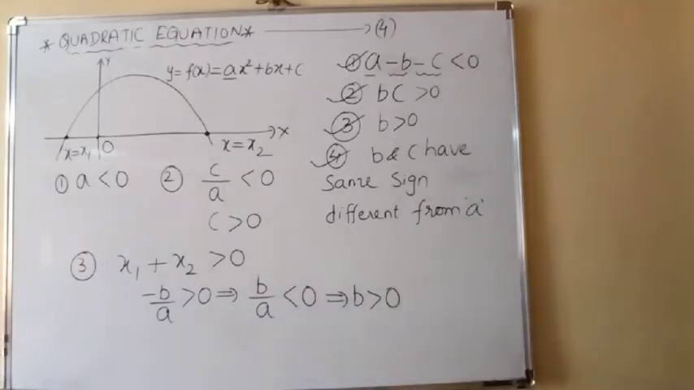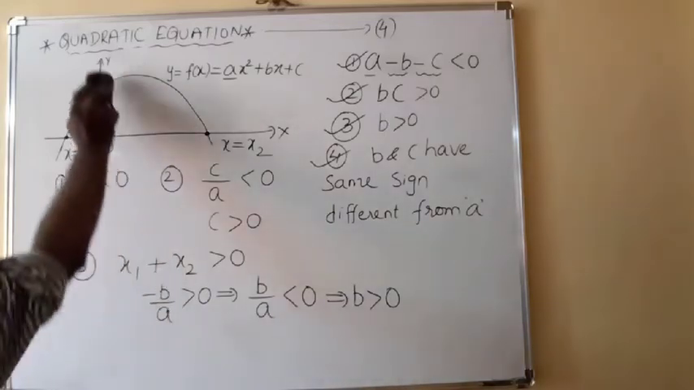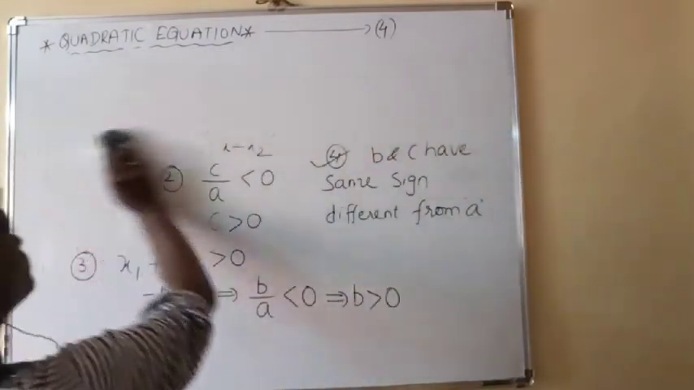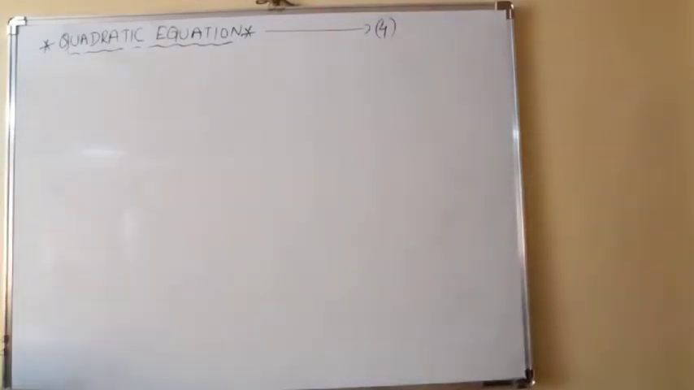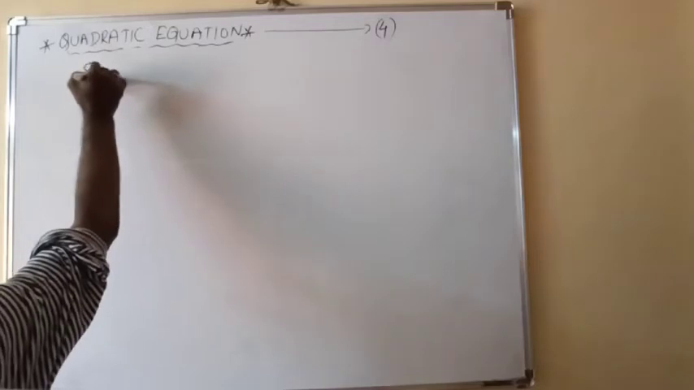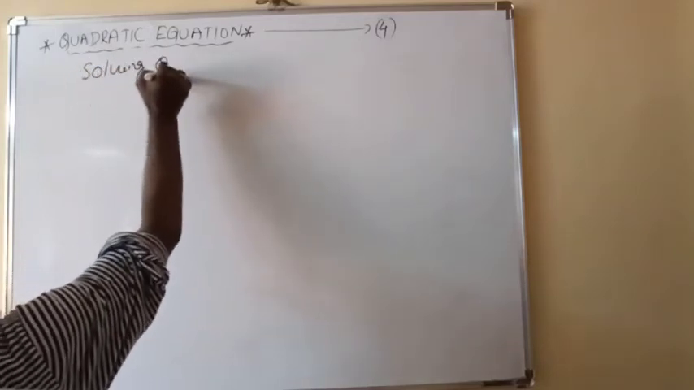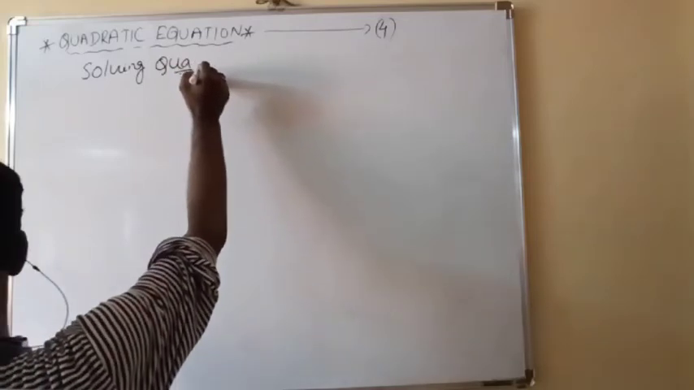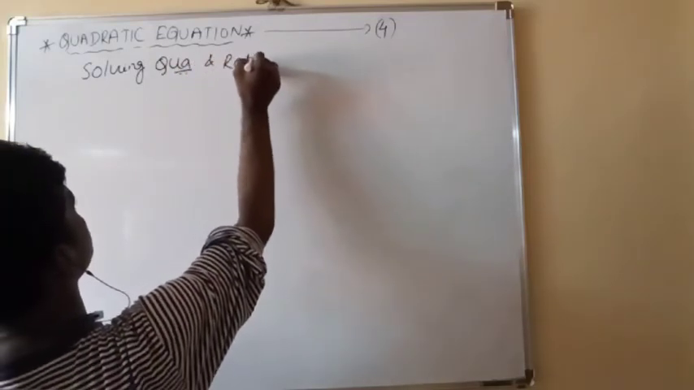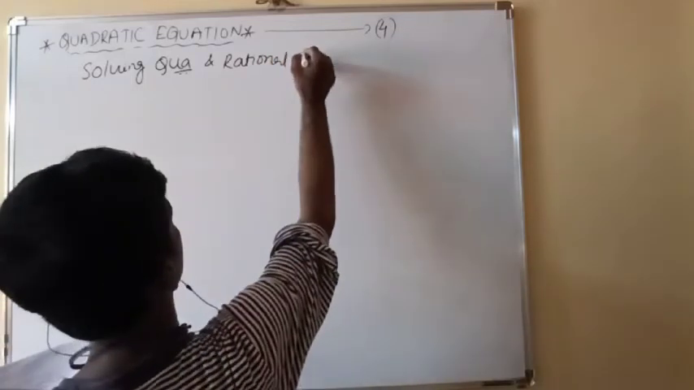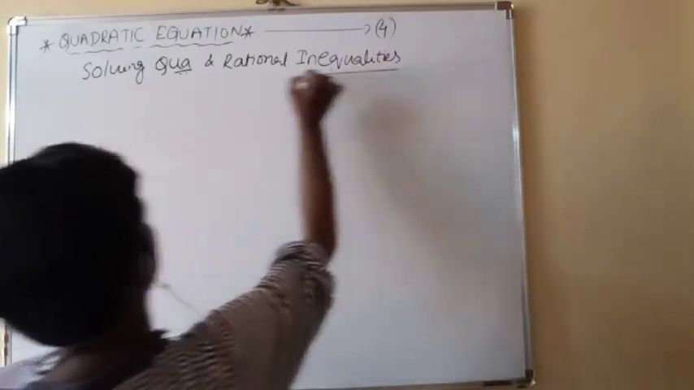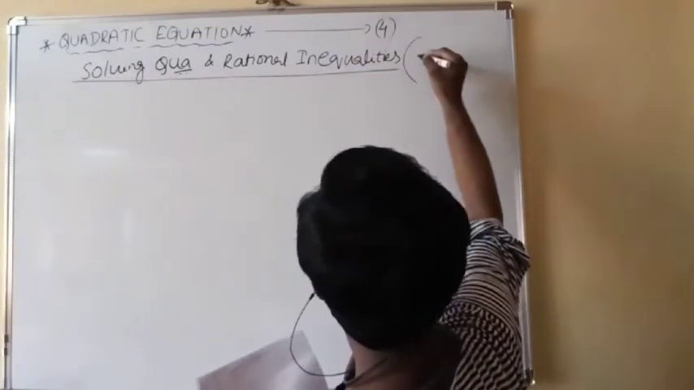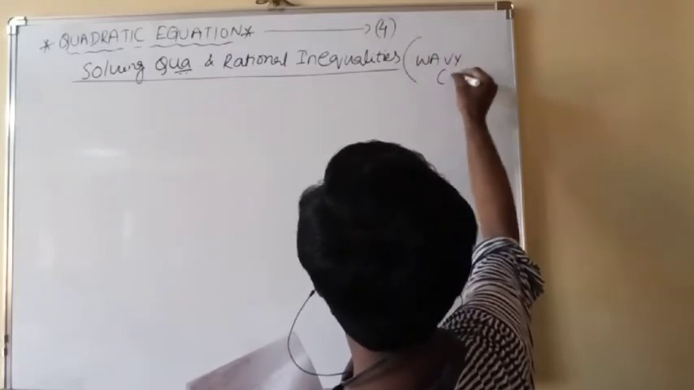Okay. So next topic: solving quadratic and rational inequalities. This is nothing but the wavy curve method.